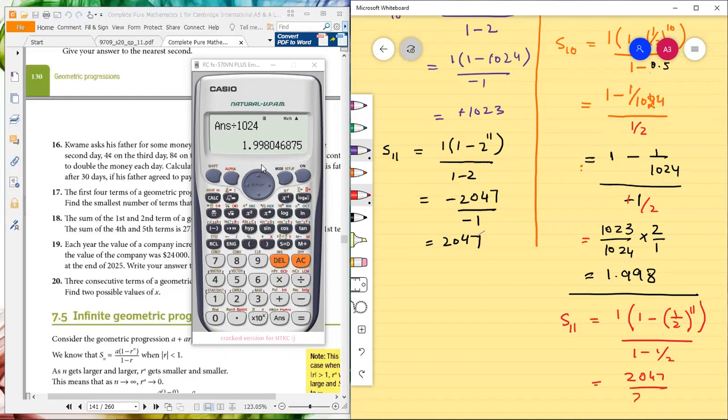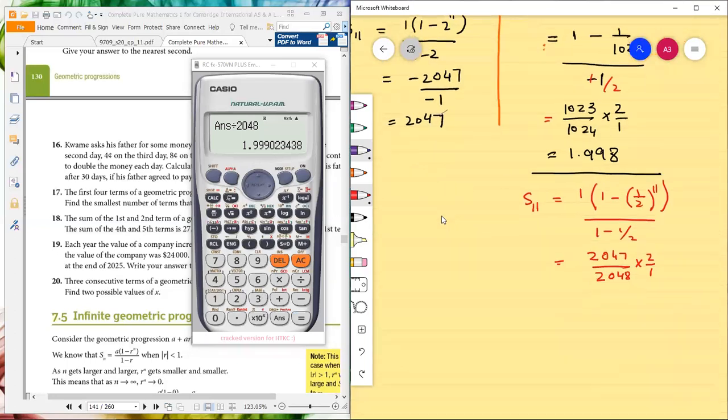divided by 2048 and multiplied by 2 by 1. So let me calculate it. 2047 multiplied by 2, divided by 2048, would be 1.999. So the final answer will be 1.999. Now look, compare these two sequences.